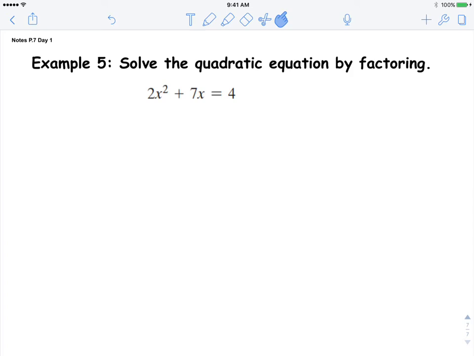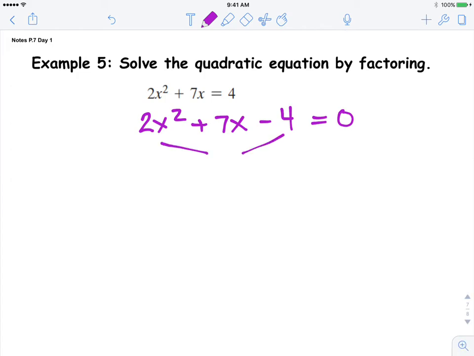Example 5, solving this quadratic equation by factoring. So first step is to get it into general form. So I'm going to move that constant to the left. And now I'm going to factor it. So I'm going to use the AC method. So I'm going to multiply A and C together.